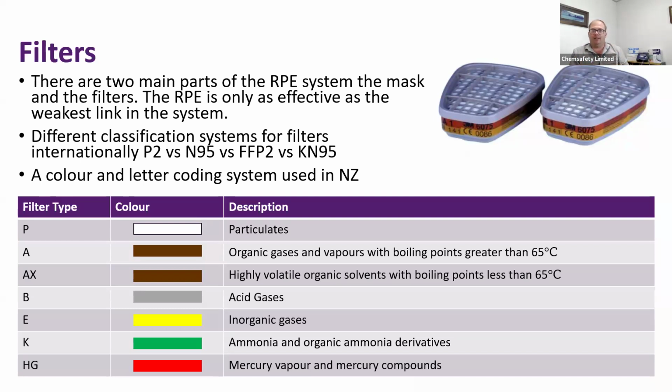B is for acid-based gases. Think of things like hydrogen sulfide, which is what you smell in Rotorua with the thermal vents, and hydrogen chloride as well. E is for your inorganic gases, so something like sulfur dioxide. K is ammonia and its ammonia derivatives. And Hg is for mercury. If you remember from high school chemistry, on the periodic table mercury's symbol is Hg. So that's for mercury compounds.